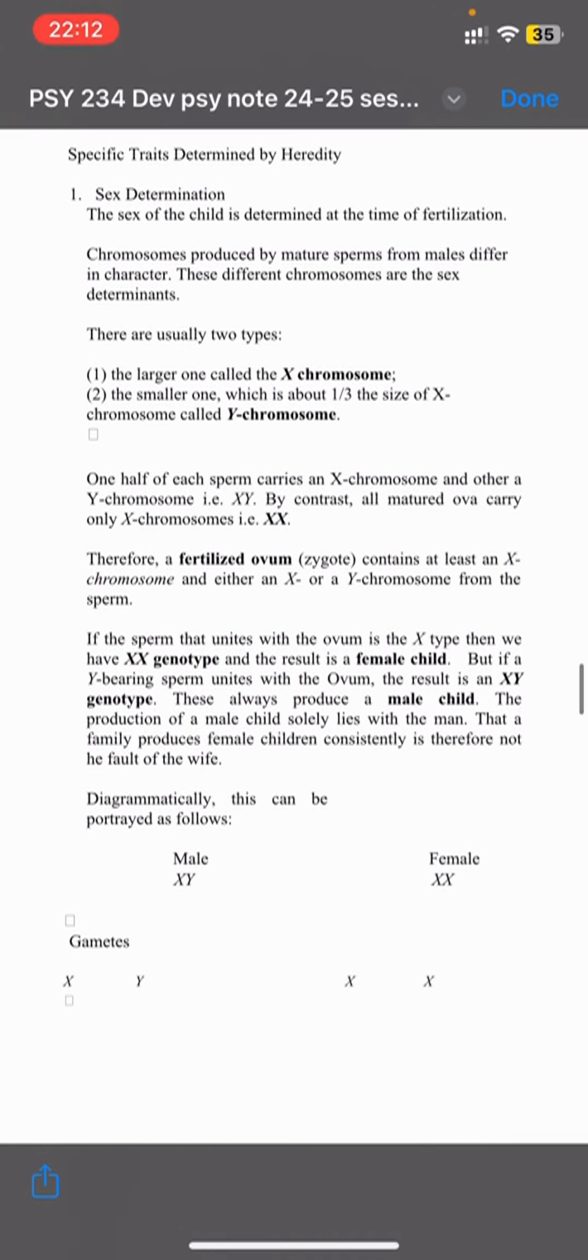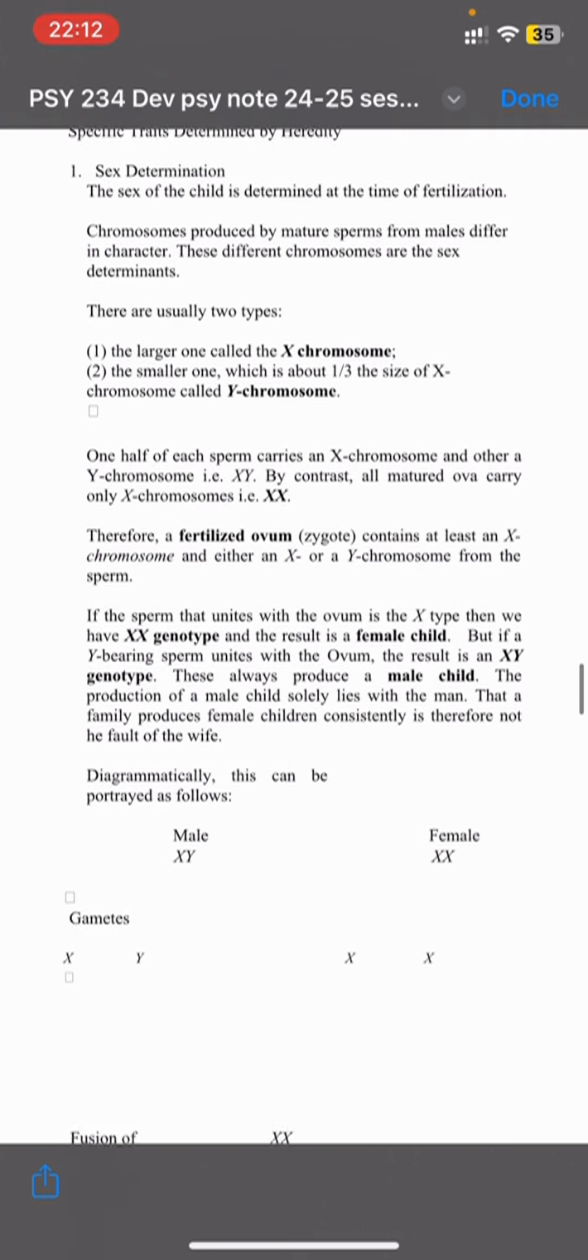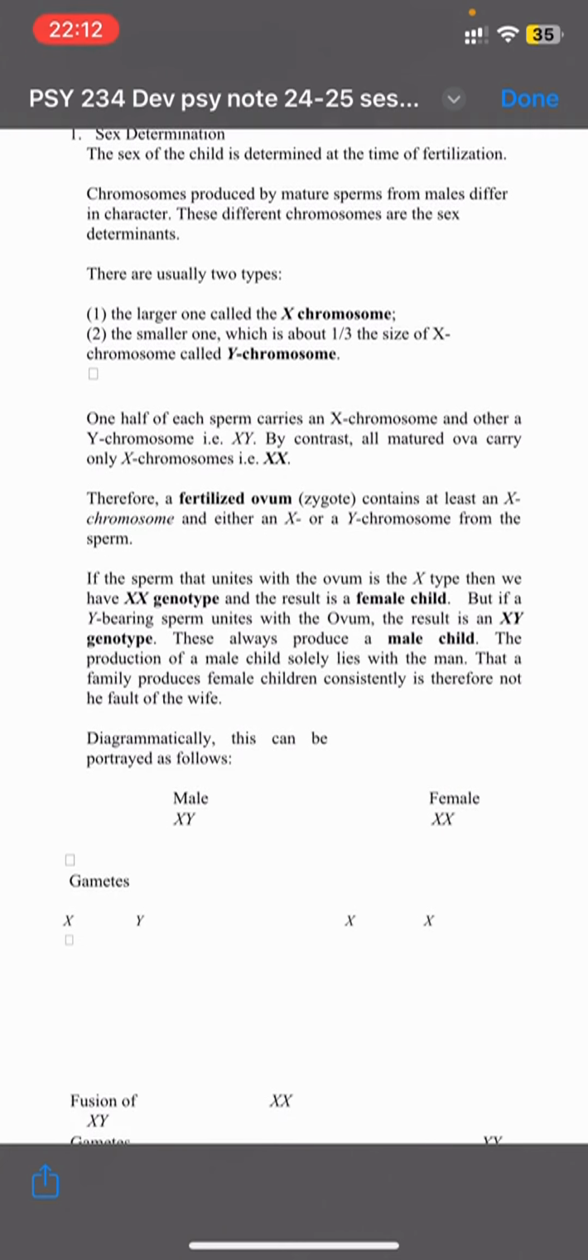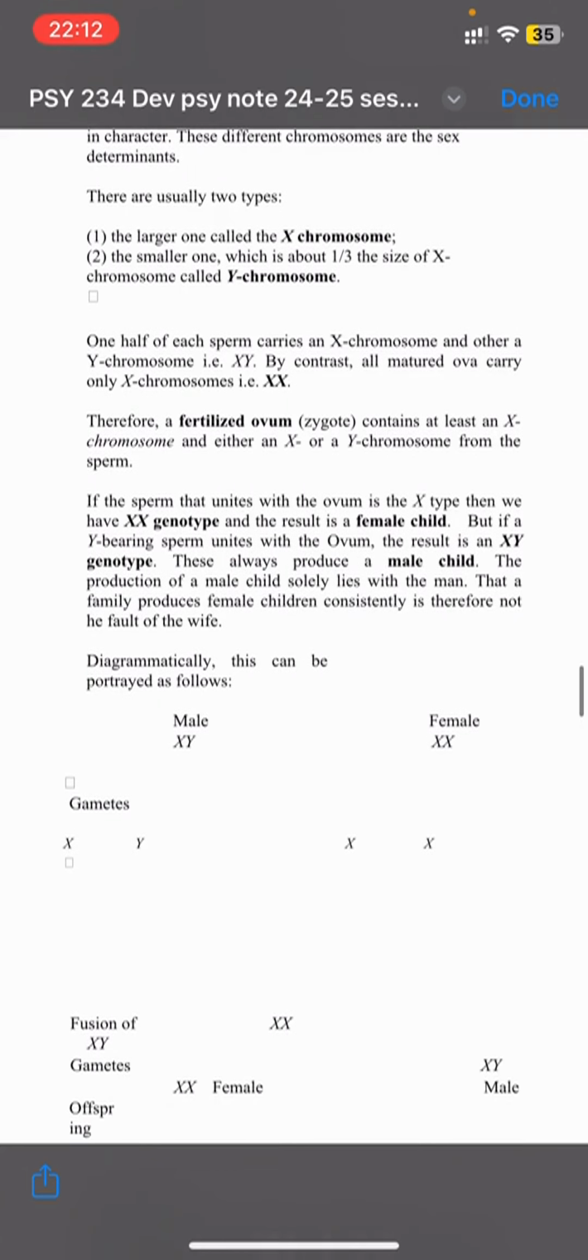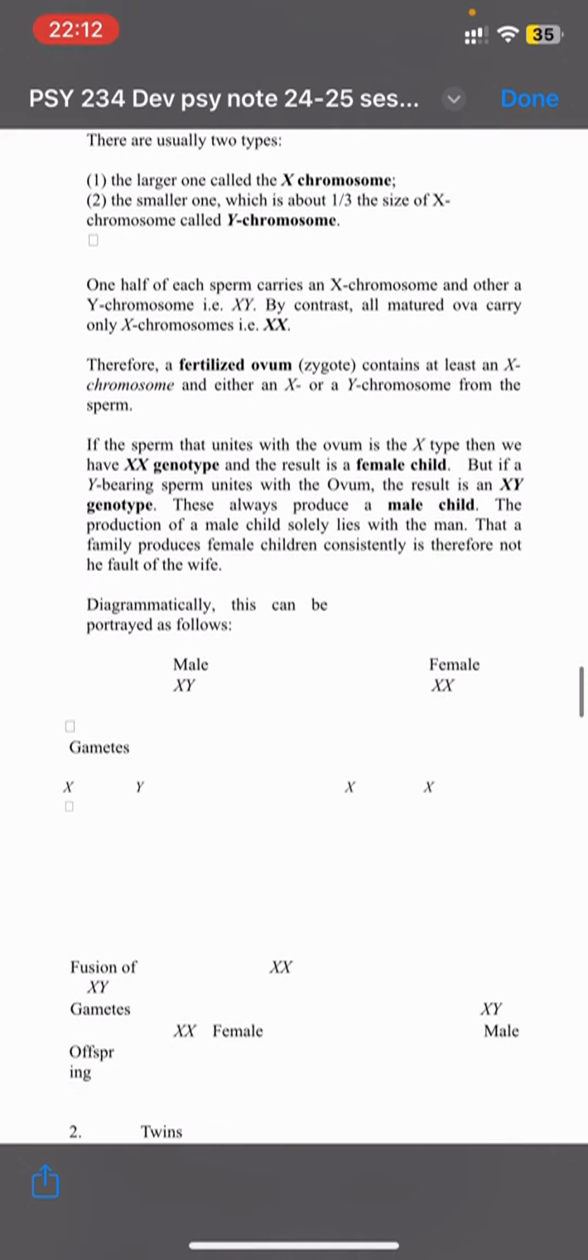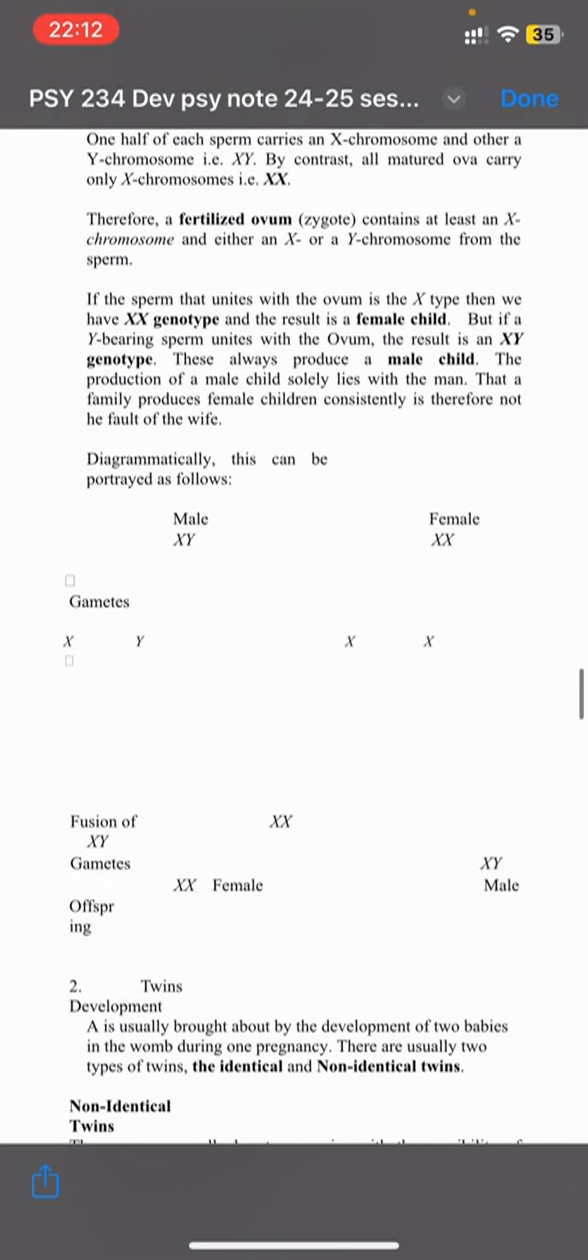And if the sperm that unites with the ovum is the X type, then we have an XX genotype. But if the Y-bearing sperm unites with the ovum, that means if the man gives out Y, then the child will be male. Then the production of a male child solely lies with the man. That the family produces female children consistently is therefore not the fault of the wife. So do you hear that? Don't chase the queen away. It's your fault.